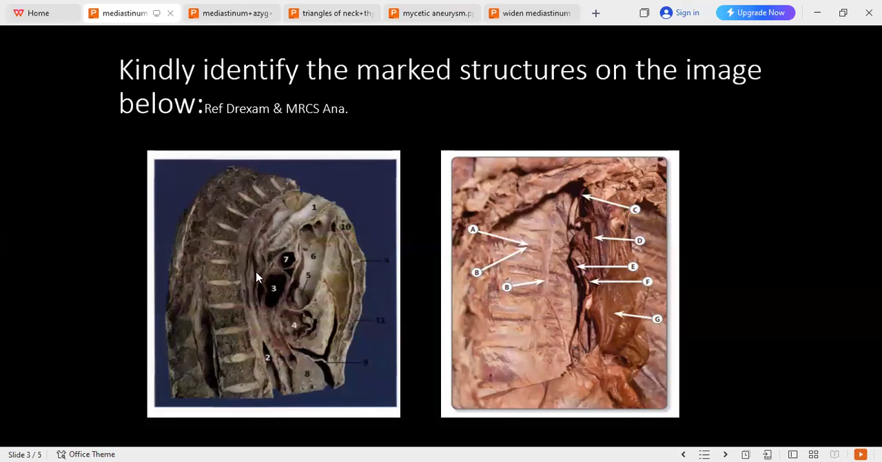What is number 3 over here in this image? It's the pulmonary artery. Are you sure, ma'am? It's a pulmonary vein. Posteriorly, it's maybe the bronchus. Yes, most likely bronchus. Yes, please.